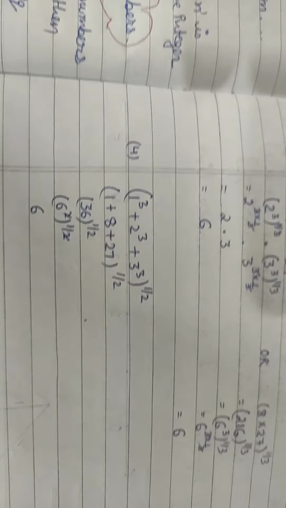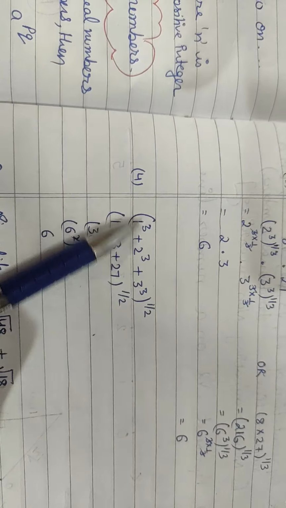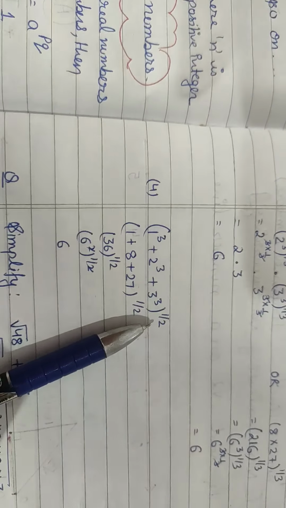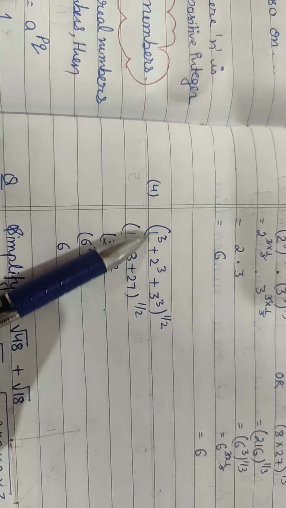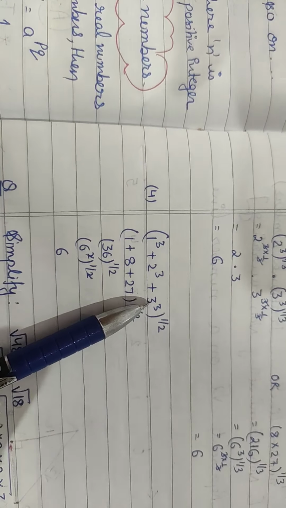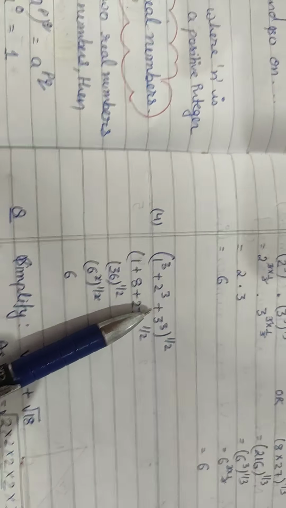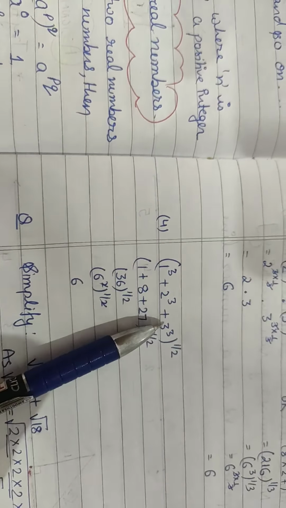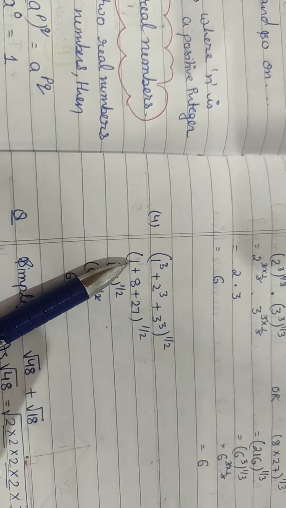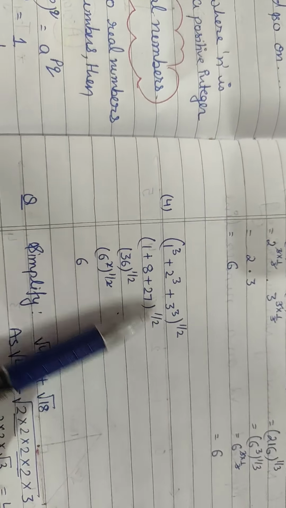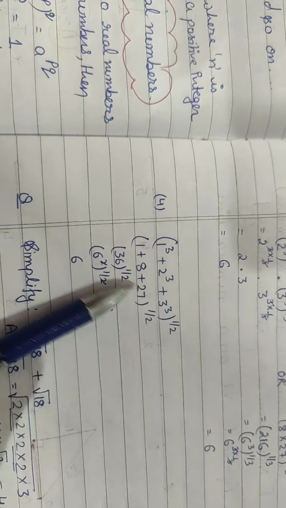See the fourth example now. 1 power 3 plus 2 raised to the power 3 plus 3 raised to the power 3, and whole power 1 by 2. Here I can't apply the laws in this bracket because these laws are only for multiplication and division. So we'll just simplify it. 1 cube means 1, 2 cube means 8, 3 cube means 27, and whole power 1 by 2. If I solve it further, I'll get 6.